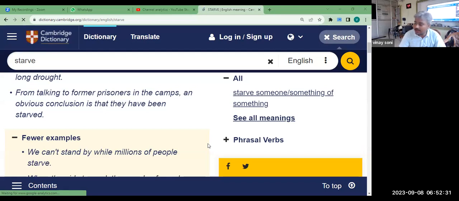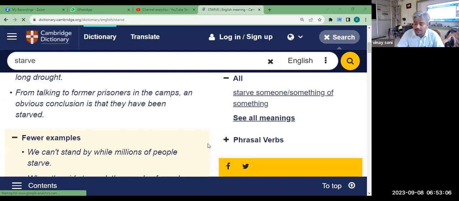When neighbors notice it, they call the police, and the police come and open the door, or sometimes break the door open, and rescue that person. And when we look at their body, they look so weak because they were starved. The person who locked them starved them, did not give them food to eat. So to starve somebody means to keep somebody hungry, to not give them food when they are hungry.